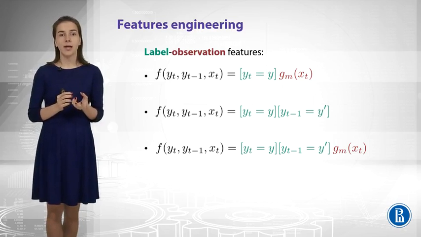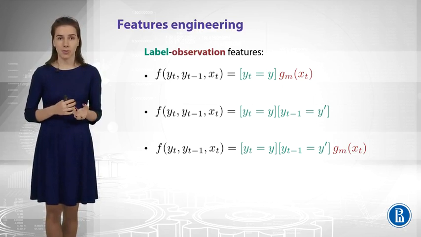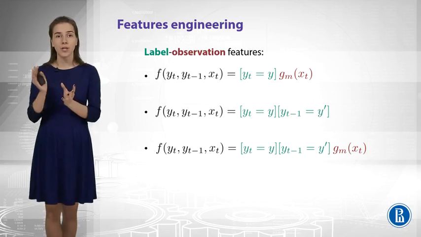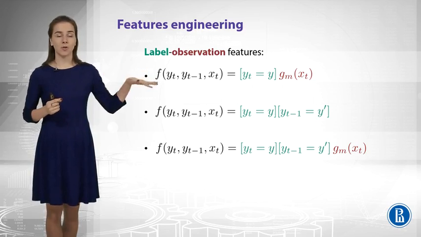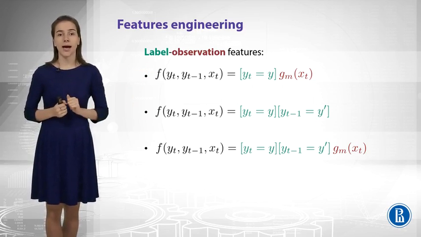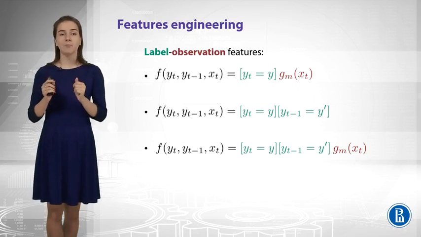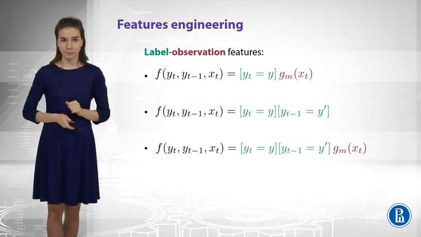So it means that you have as many features as you have labels, multiplied by the number of different observation functions that you invent. And in the case of the second and the third line, you will have even more features, because there you check these indicators for the current and for the previous tags. So we are going to have lots of them.